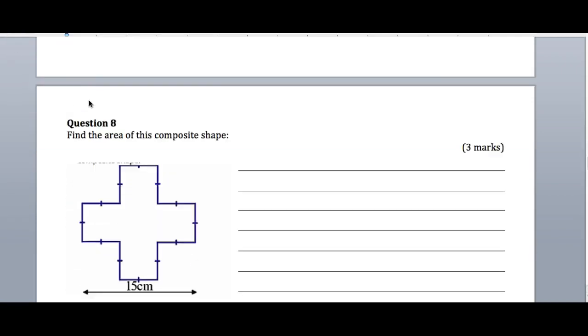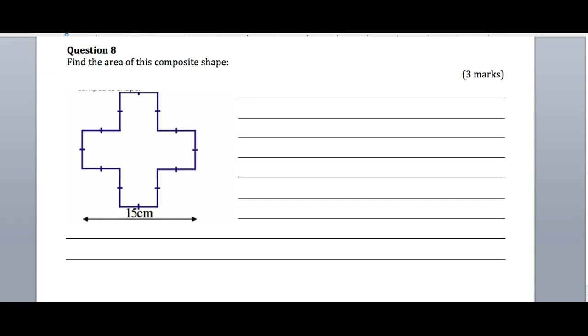All right, let's go on to question 8. Go back to blue pen. Oops, went to green. Okay, find the area of this composite shape. All right, there's again 2 ways you can do this. You can separate it.